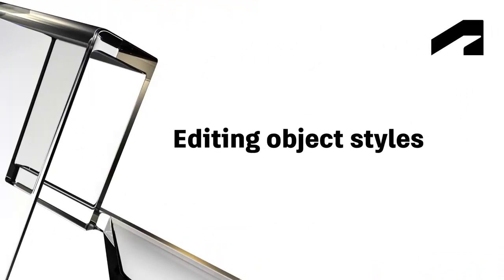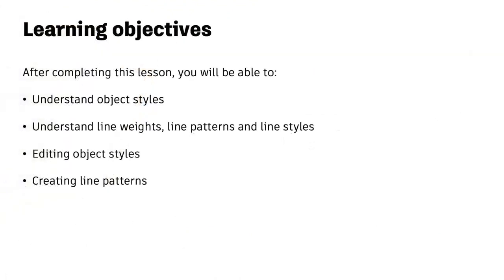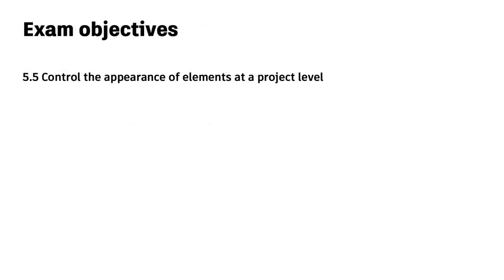After completing this lesson, you'll be able to understand object styles, understand line weights, line patterns and line styles, edit object styles, and create your own line patterns. The objective domains covered are 5.5, control the appearance of elements at a project level.